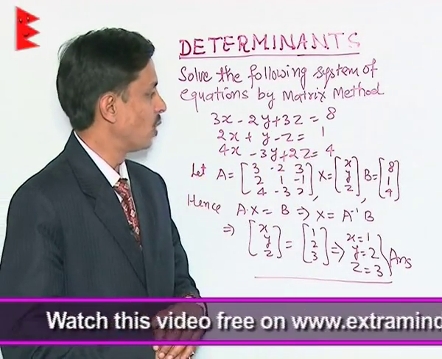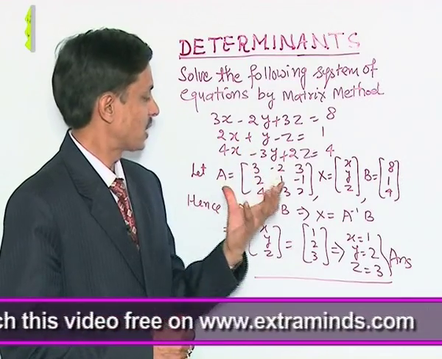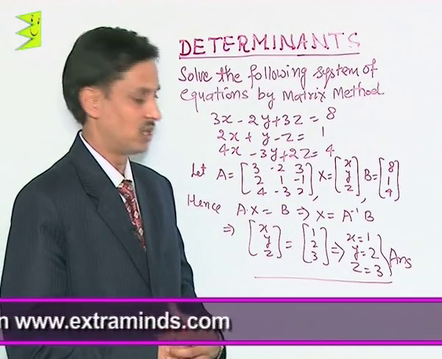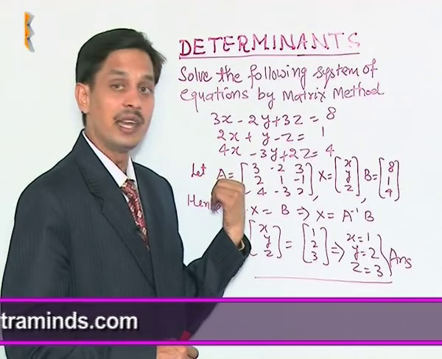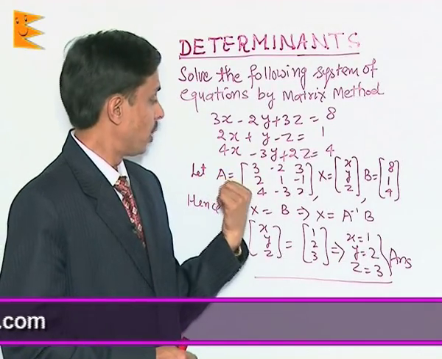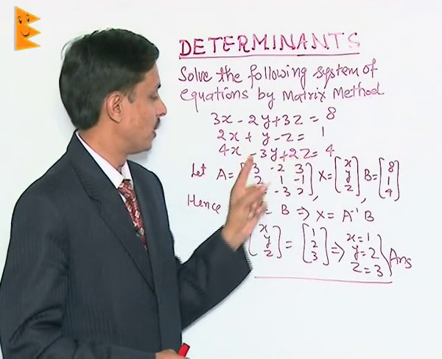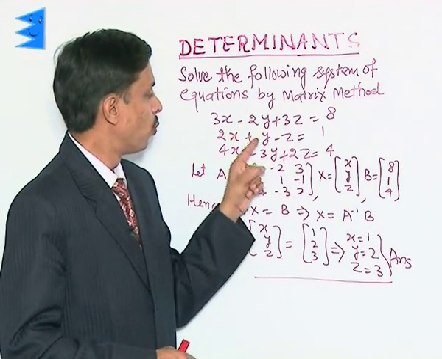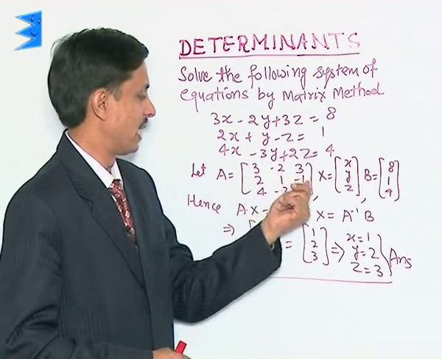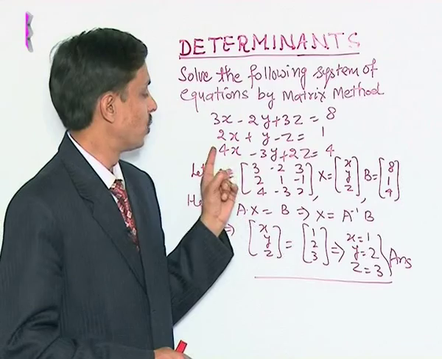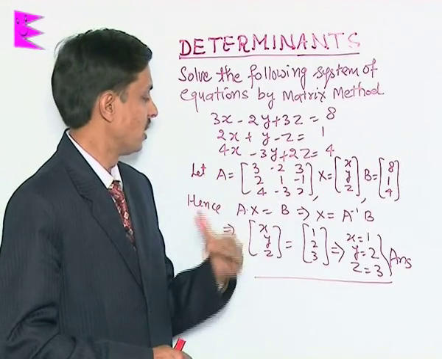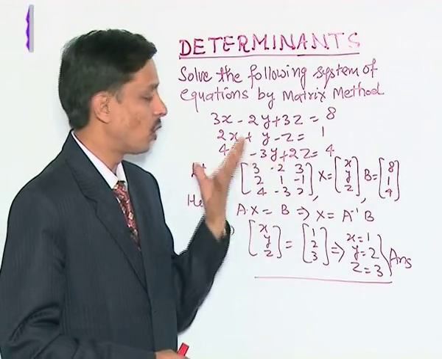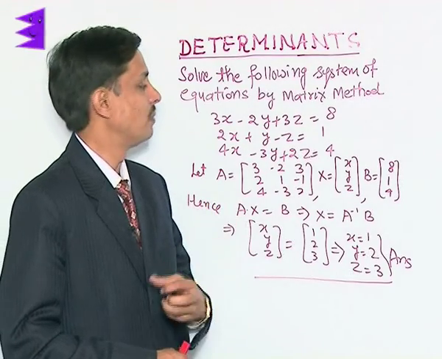To obtain the solution of x, y, z, first we will make a matrix of the coefficients of x, y, z of all three equations and we will represent it by A. So A is equal to: first row 3, minus 2, 3; second row 2, 1, minus 1. The third equation is 4x minus 3y plus 2z, so the third row is 4, minus 3, 2, the coefficients of the third equation.